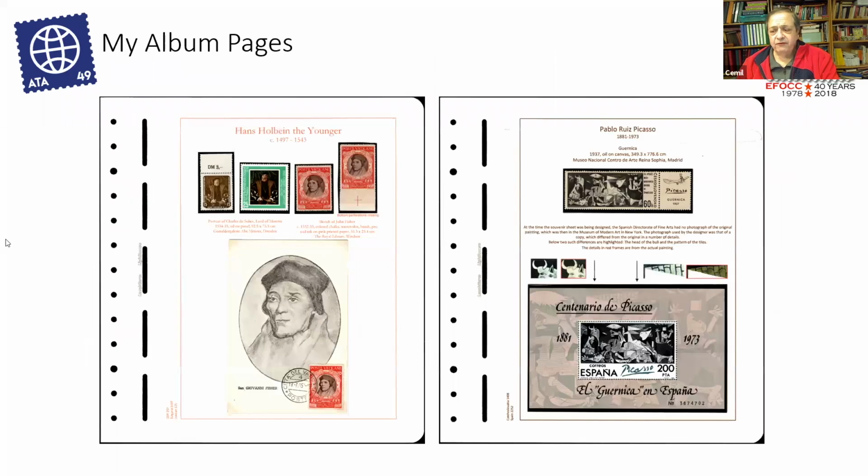So before I start going into details on EFOs, I want to quickly show two album pages actually from my collection.